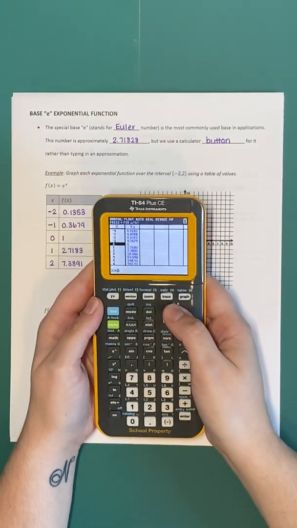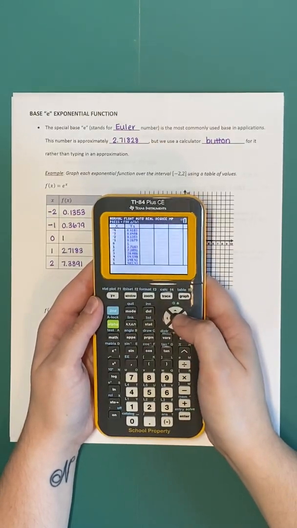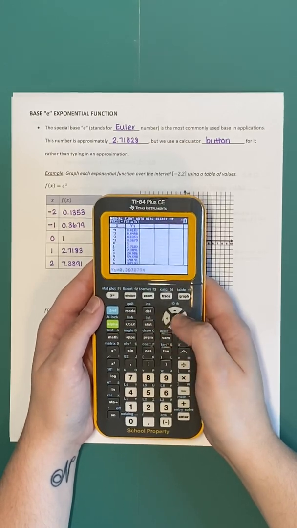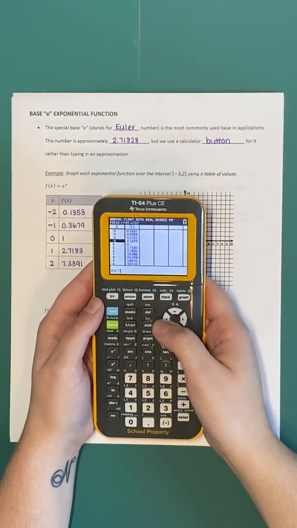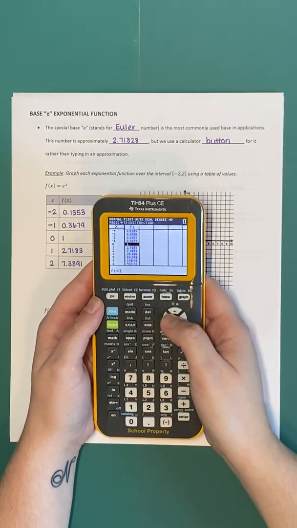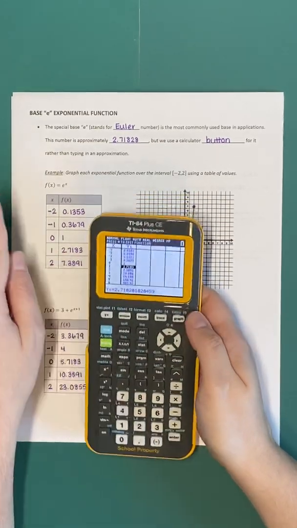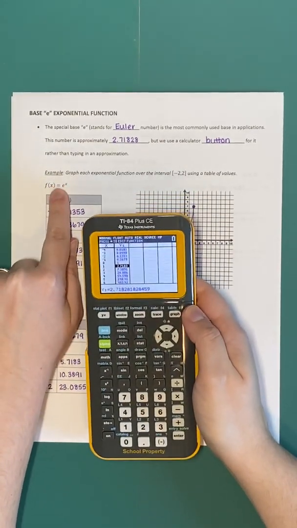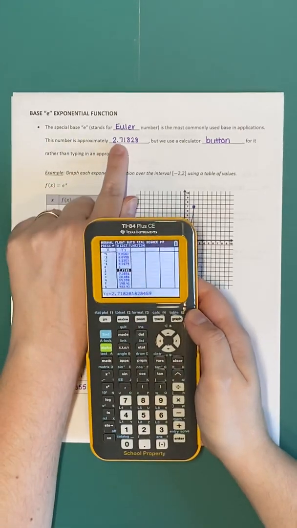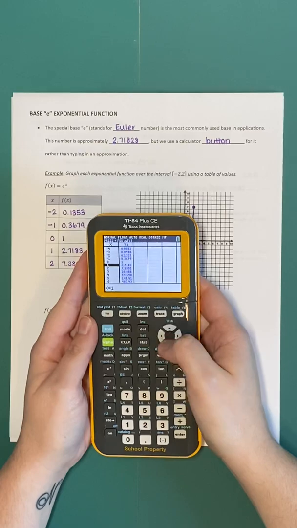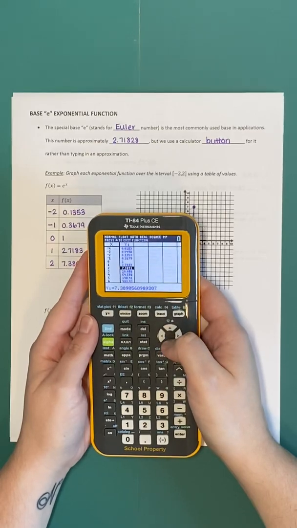So if we were to plug in a -2, we get an output of about 0.14. Plug in a -1, we get about 0.34. We know (0, 1), that's exact. That's not rounded, that's exact. 1 and about 2.72. That's not surprising. Anything to the first power is itself. Well, this is e itself, so e to the first power is itself. And then e squared is going to be about 7.4.